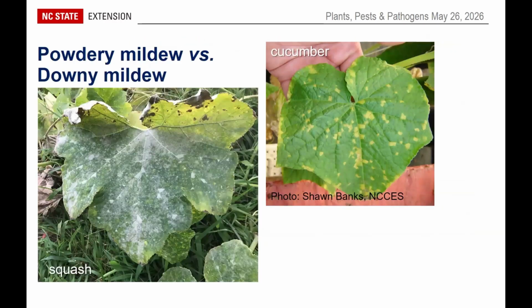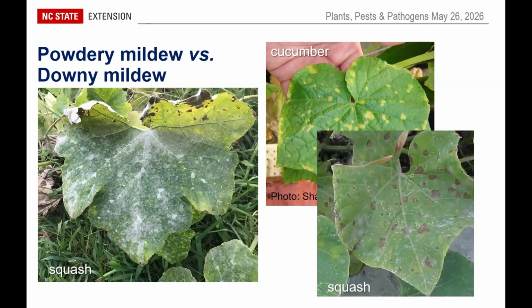Powdery versus downy mildew. So powdery mildew, of course, we see all the time, every year, on many different plants. Downy mildew, even though it has a similar name, has very different symptoms. On cucumber, it starts out with these bright yellow, very angular spots. On squash, it may be more necrotic and less angular, but it's a very different organism, and it's one that doesn't survive the winter in North Carolina.